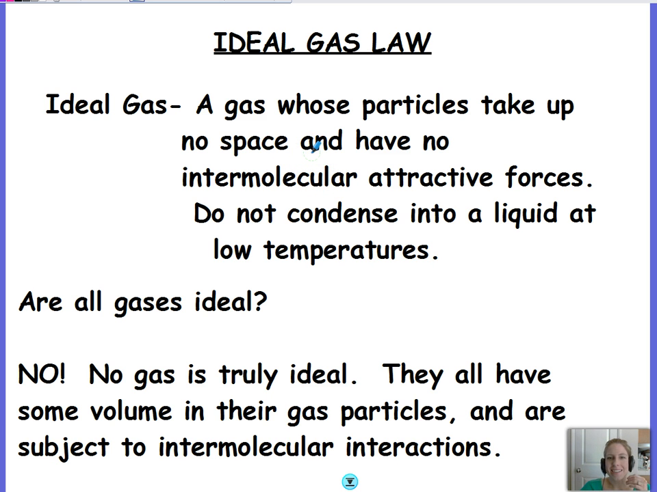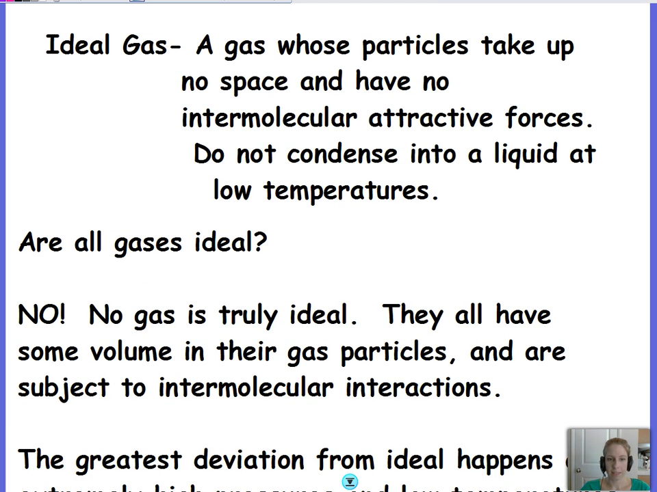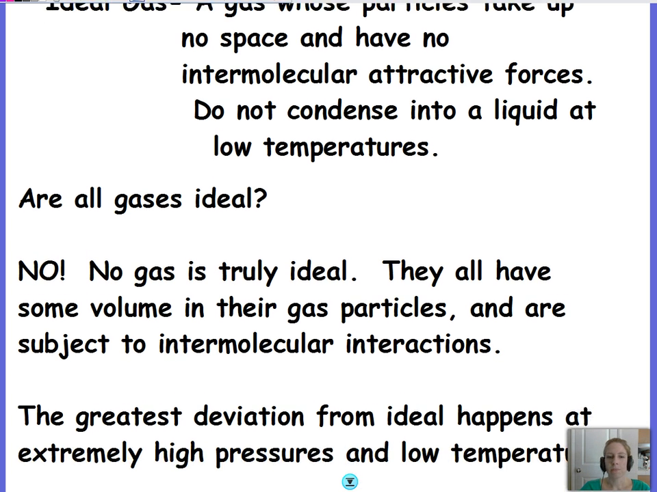An ideal gas is a gas whose particles take up no space, have no intermolecular attractive forces, and do not condense into a liquid at low temperatures. So we ask ourselves this question: are all gases ideal? The answer is no. None of them are ideal. They all have volume in their gas particles. That's pretty much the definition of matter. And they're all subject to intermolecular interactions.